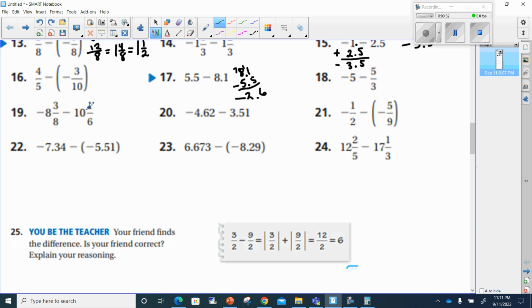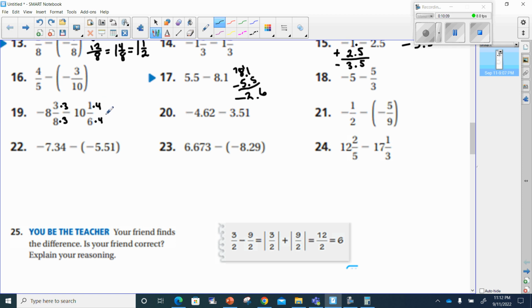Number 19 now. My signs are the same, so I find the sum. I can add these. 3 plus 1 is 4. But wait a minute. Oh, I can't do that. I thought I had a common denominator. I've got to make these denominators the same. I know I can use 24 as a denominator, right? So I'm going to take this and multiply it by 3 over 3, because 8 times 3 is 24. I'm going to multiply this by 4 over 4 because 6 times 4 is 24.